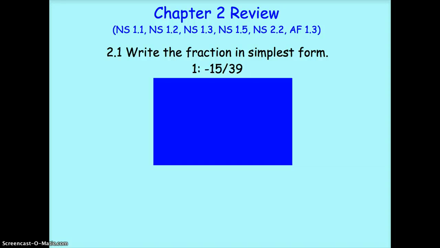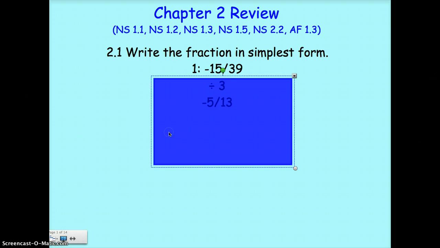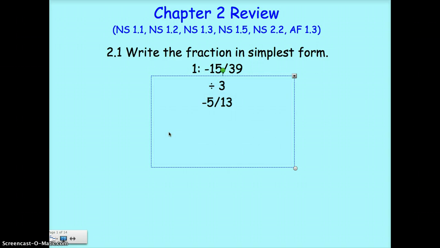Starting with 2.1, write the fraction in simplest form. Please pause, start it back up when you're ready to see the answer. Okay, welcome back. Taking a look at the answer, you can divide them both by 3 and you end up with negative 5 over 13. Be careful with the negative. If you forget it, it will change your answer completely.